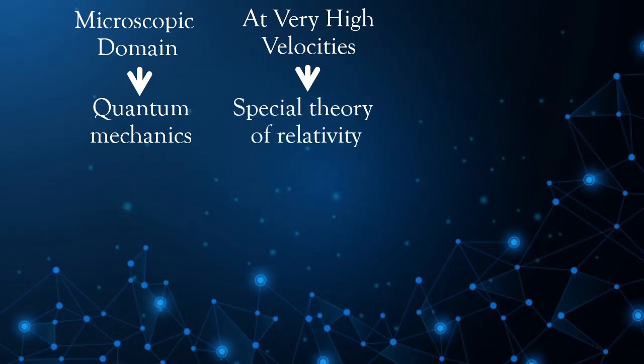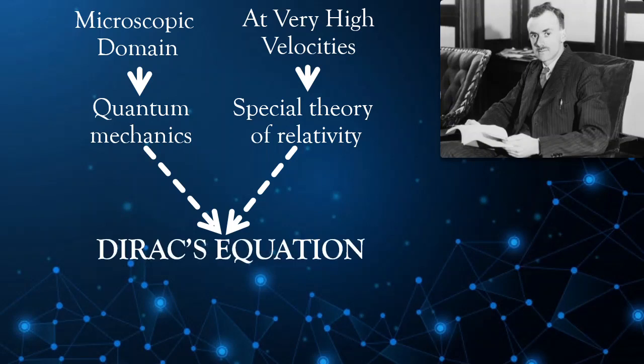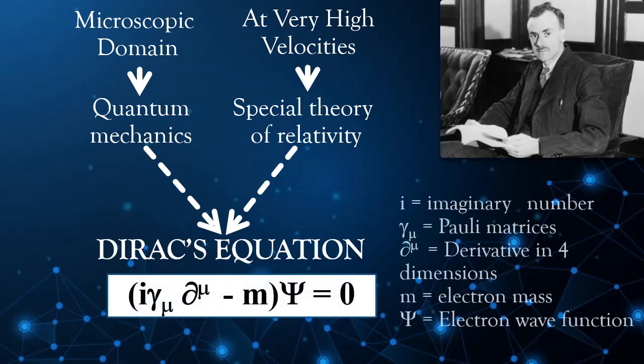But in 1928, a brilliant British physicist, Paul Dirac, was wondering, what if microscopic particles like electrons move at relativistic velocity? In short, he was combining quantum mechanics and special relativity, and what he found was an equation which is nowadays known as the Dirac equation. Here is the Dirac equation. i represents the imaginary number, gamma mu, the Pauli matrices, del mu the derivative in 4 dimensions, m represents the electron mass, and psi is our well-known electron wave function.